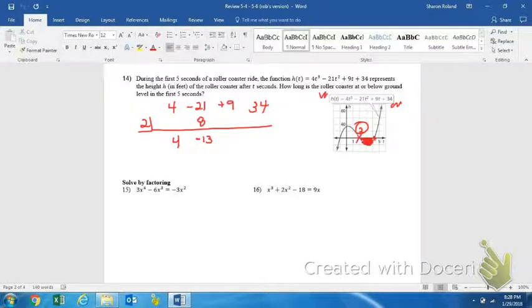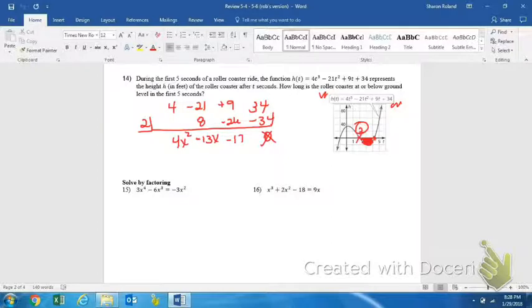2 times negative 13 is negative 26. Combine these and you get negative 17. 2 times negative 17 is negative 34. Combine these and you get 0. That's your remainder, and so we know that that is a 0 of this function. So what's left is 4x squared minus 13x minus 17.